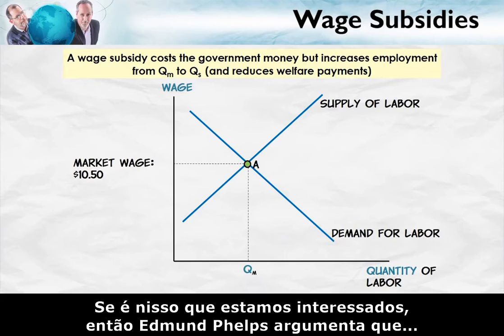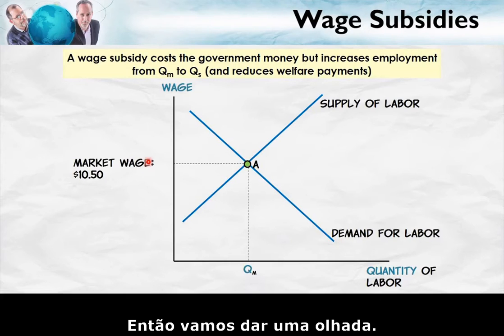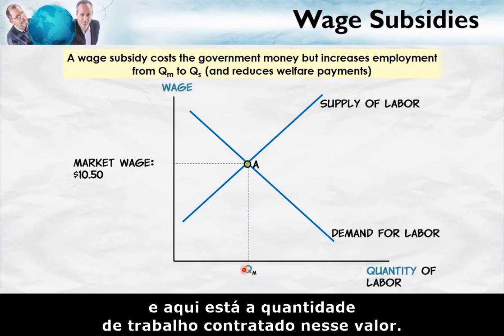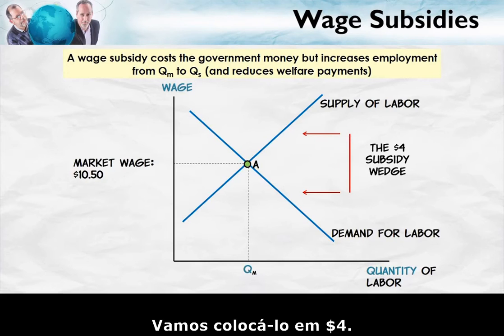If that's what we're interested in, then Edmund Phelps argues that one of the best means of doing this is through a wage subsidy. So let's take a look. We'll imagine that the market wage starts out at here, $10.50, and here's the quantity of labor exchanged at that market wage. Our wage subsidy is given by this wage wedge. Let's call this a $4 wage wedge.